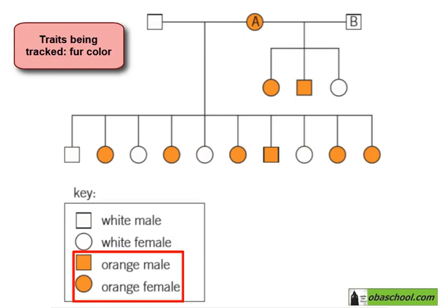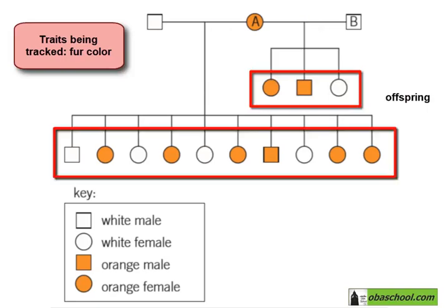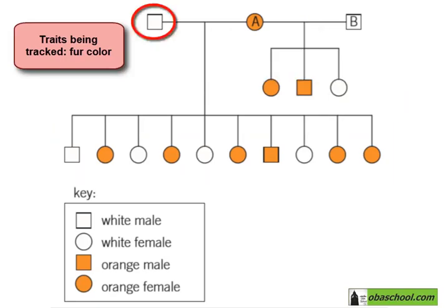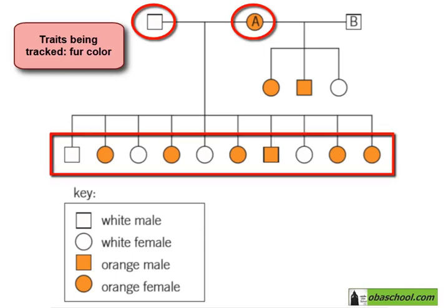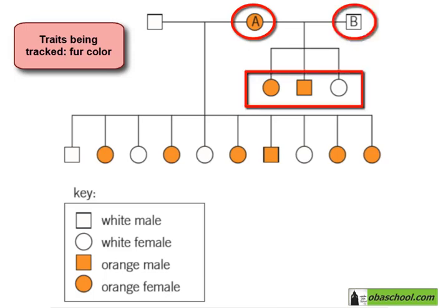And every time a line is drawn between a male and a female, this means that there was a mating, and from them stem their offspring. So this white male was mated with this orange female, and they had these sets of offsprings. And the same orange female was mated with another white male, and they had these sets of offsprings.